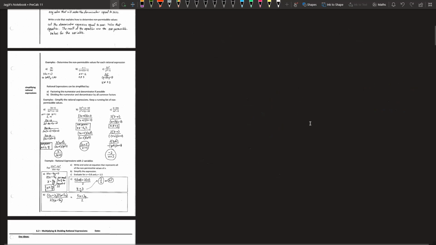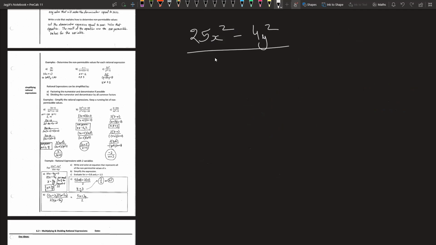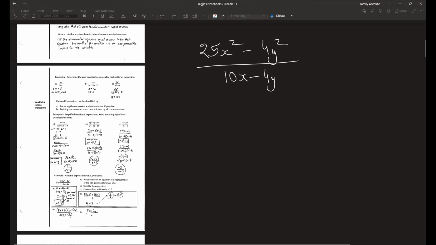Okay. Every single person, I want you to do the next question yourself. Let's go. I'm going to ask one of you for the answer afterwards. We've got 25x squared minus 4y squared divided by 10x minus 4y. I want you to factor this. I want you to give me the non-permissible value. Let's go.